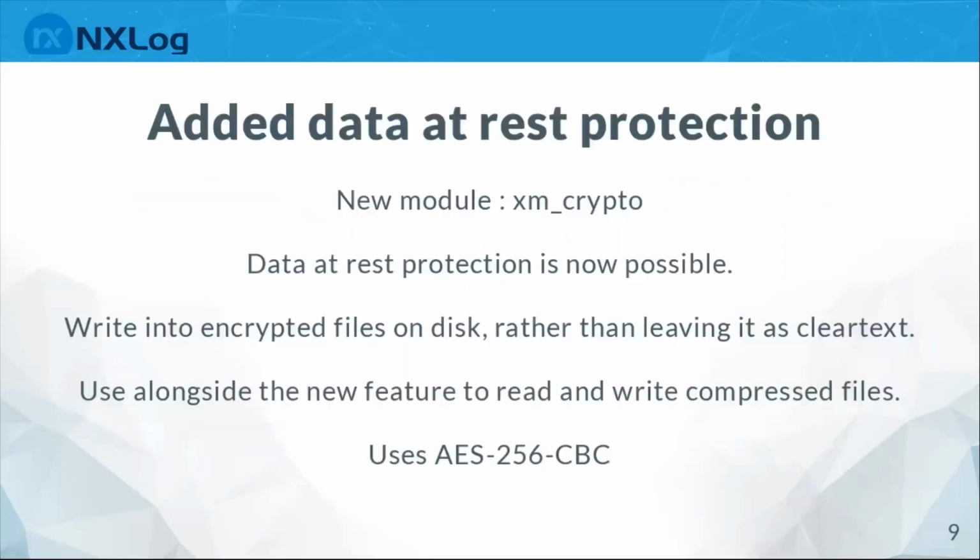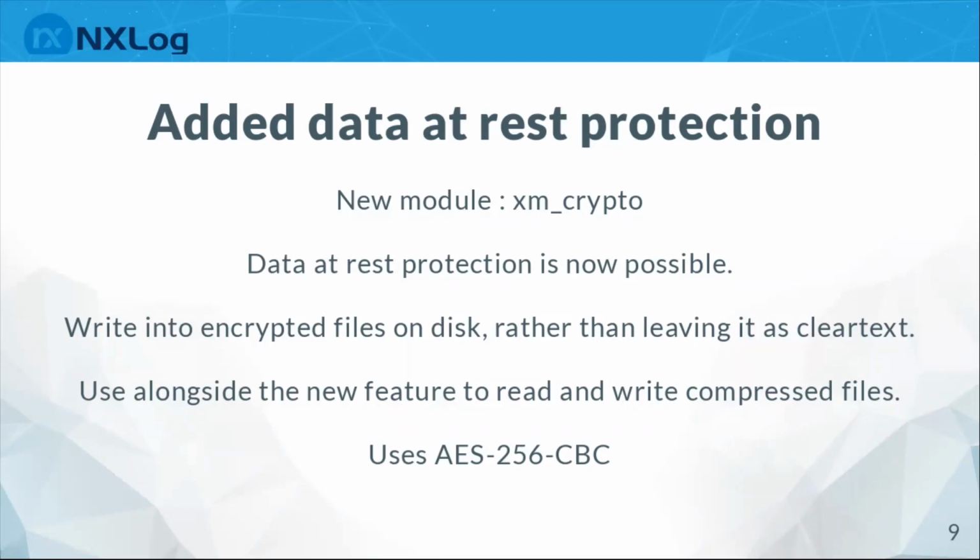All right, next thing we've got is adding data at rest protection. This is accomplished through the xm_crypto module. This uses the OpenSSL product in the backend. We try to keep things usable for you guys, so we don't want to put you in a situation where you've encrypted your files and then later you're not able to decrypt them. So we've got OpenSSL in the backend. This is useful for sending data to disk that is encrypted. This uses stream encryption, so as we're writing to disk, it will go ahead and encrypt it.